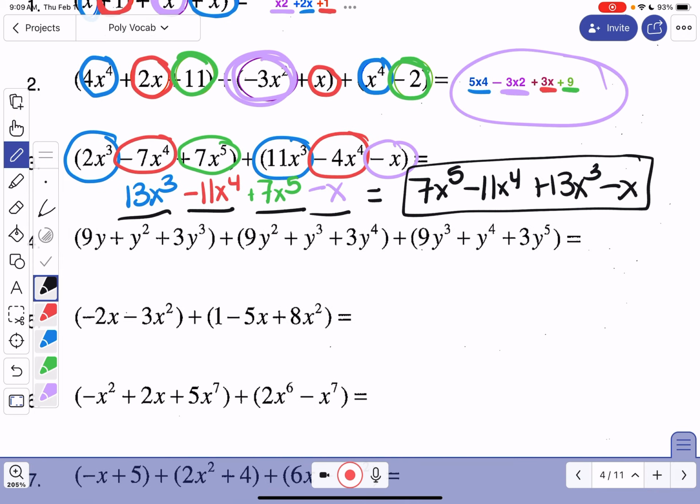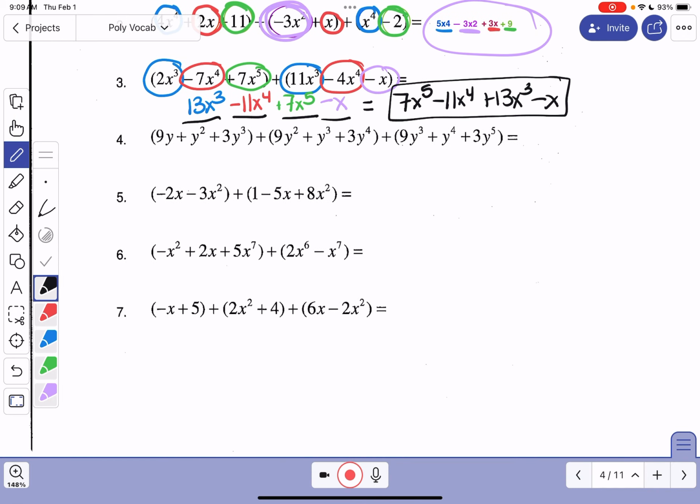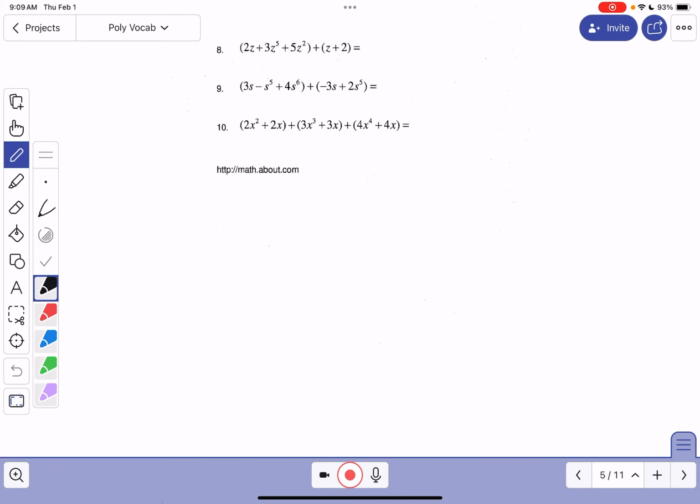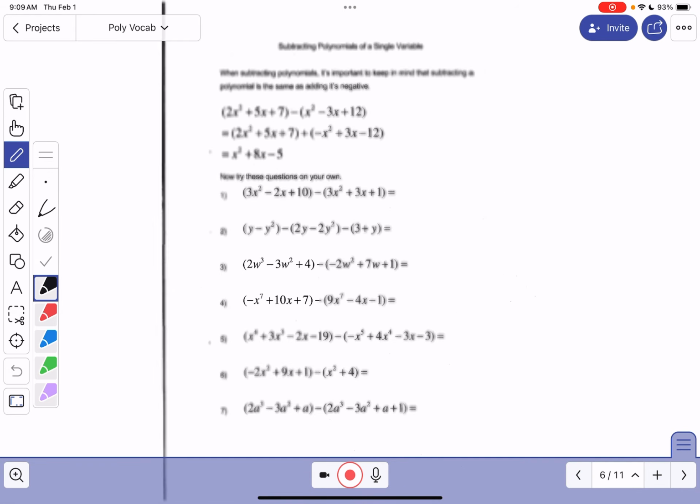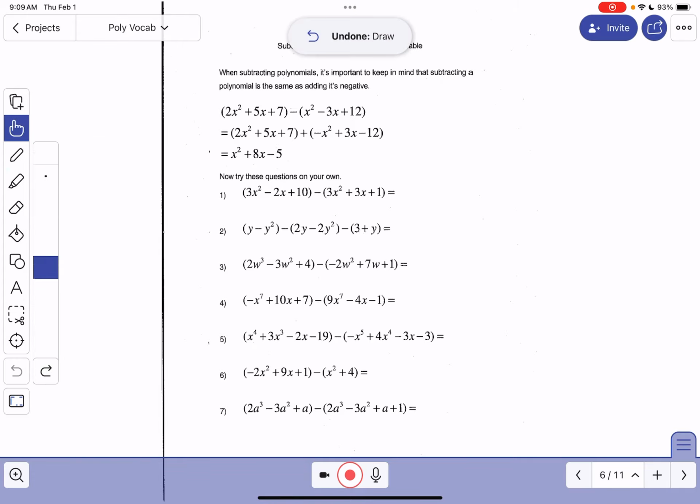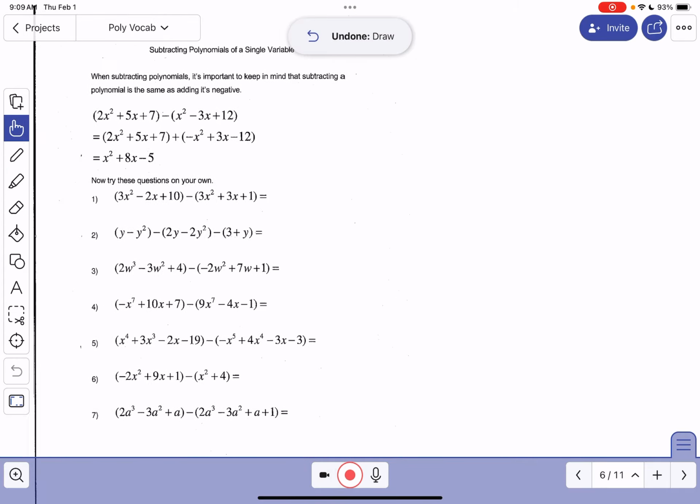So you're going to go ahead and try 4 through 10. So there's 4 on this page, 3 on the next page. When you're done with that, go to subtracting. Subtracting is the same thing. We can turn it into adding, so it's literally the same thing.